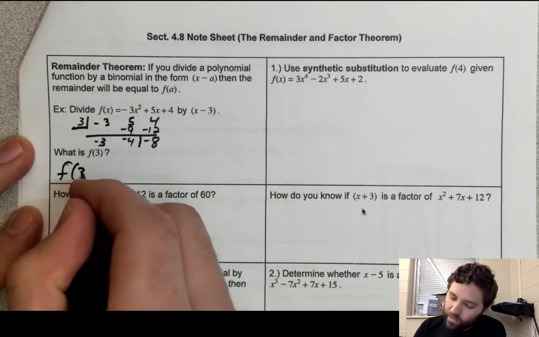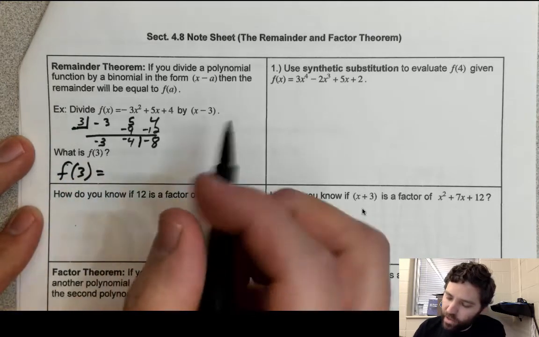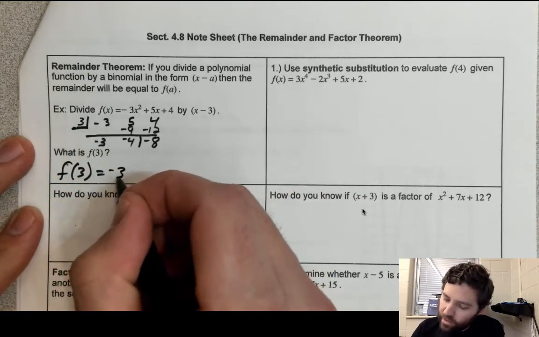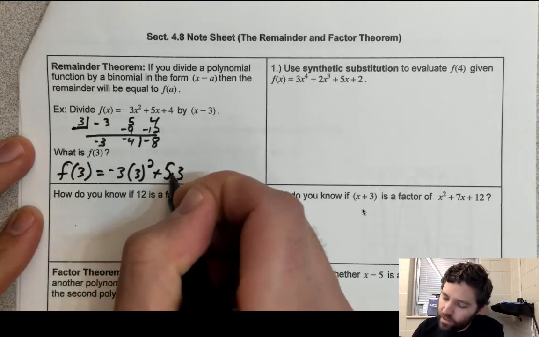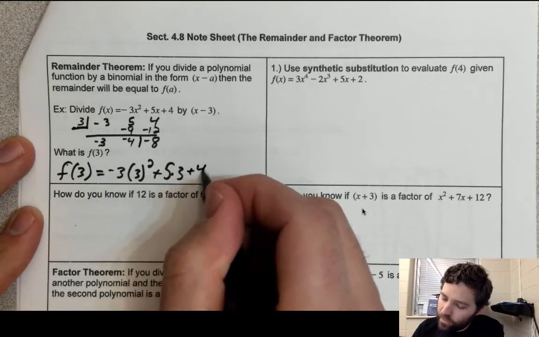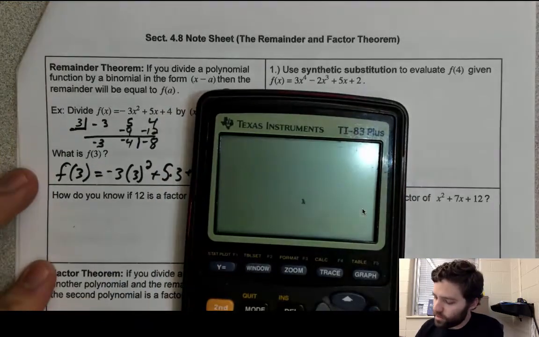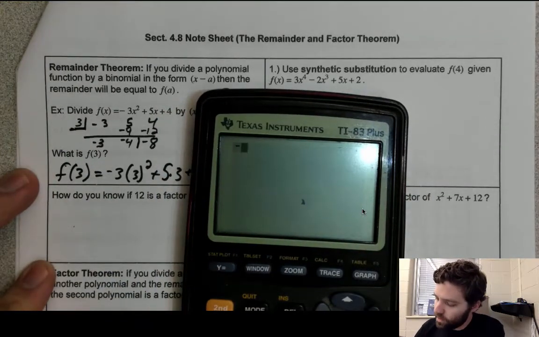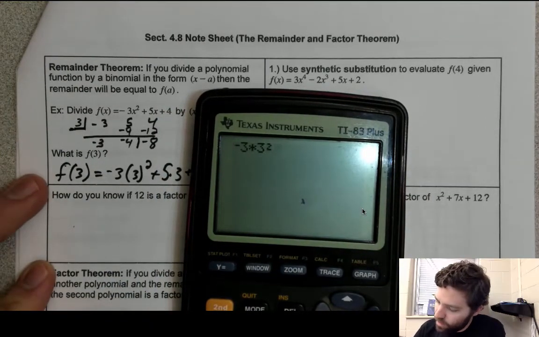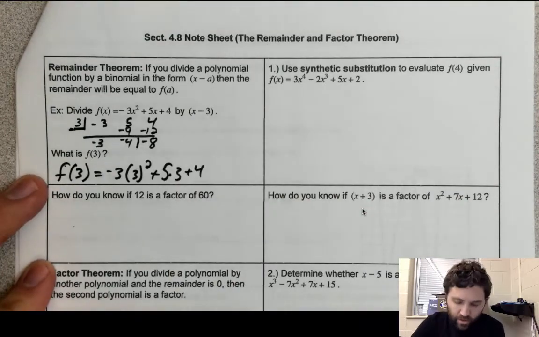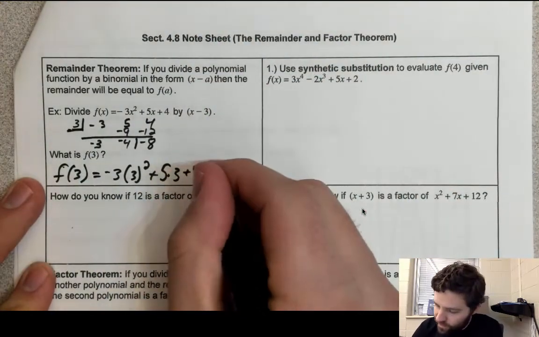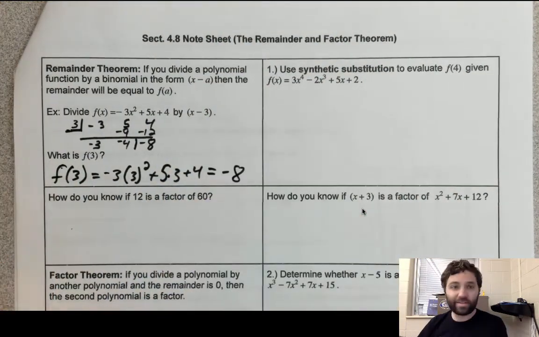f of 3 means everywhere you see an x, you're going to put 3. So I've got negative 3 times 3 squared plus 5 times 3 plus 4. Do that in your calculator real quick. Negative 3 times 3 squared plus 3 times 5, which is 15, plus 4, and you get negative 8. Interesting. They turn out to be the same thing.